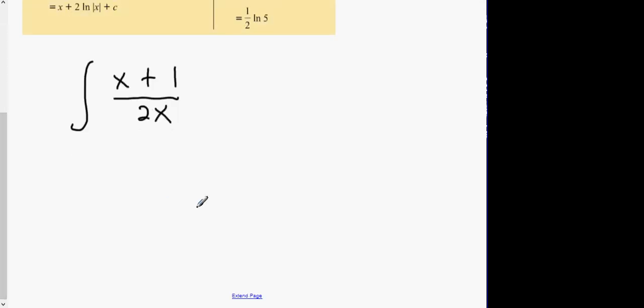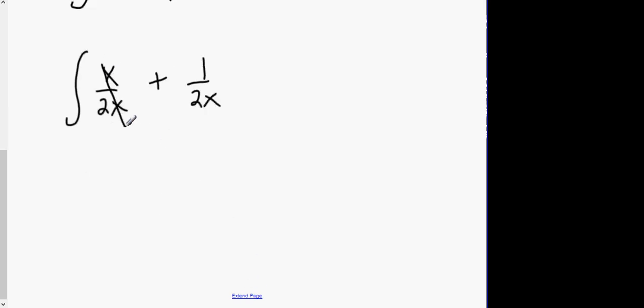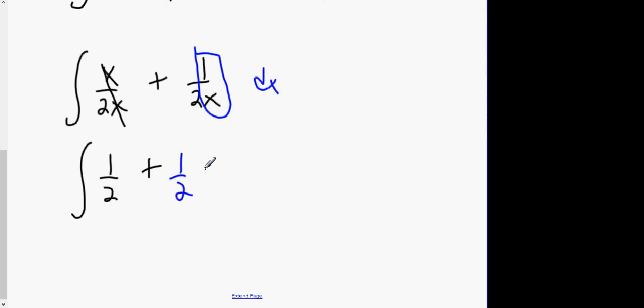What's step 1? Same as the example we just did: x over 2x plus 1 over 2x. Now, x over 2x becomes a half. What should I do here? It's not 1 over x, is it? So I need to isolate the 1 over x part: a half times 1 over x dx.